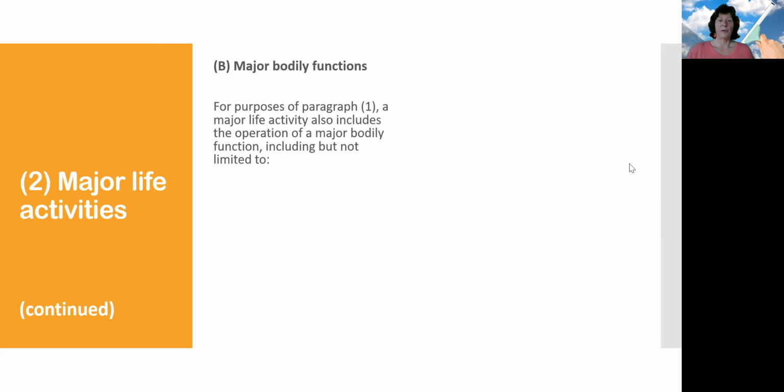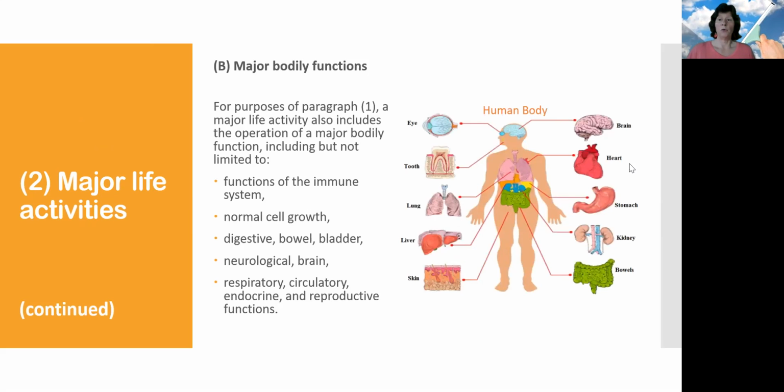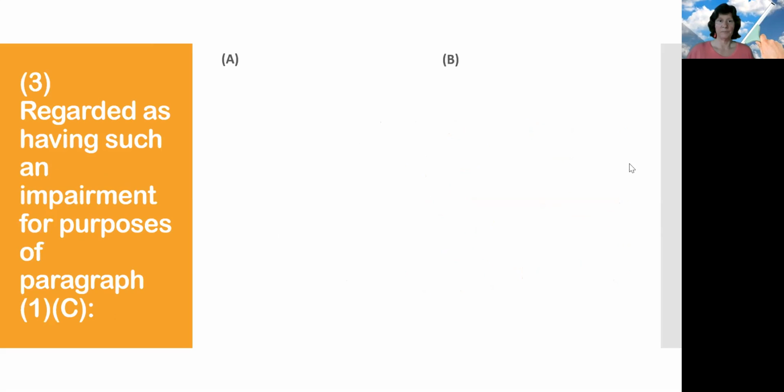We continue, we talk about major bodily functions. For purposes of paragraph 1, a major life activity also includes the operation of a major bodily function, including but not limited to functions of the immune system, normal cell growth, digestive, bowel, bladder, neurological, brain, respiratory, circulatory, endocrine, and reproductive functions. Your body needs to be able to function. It's a major life activity.